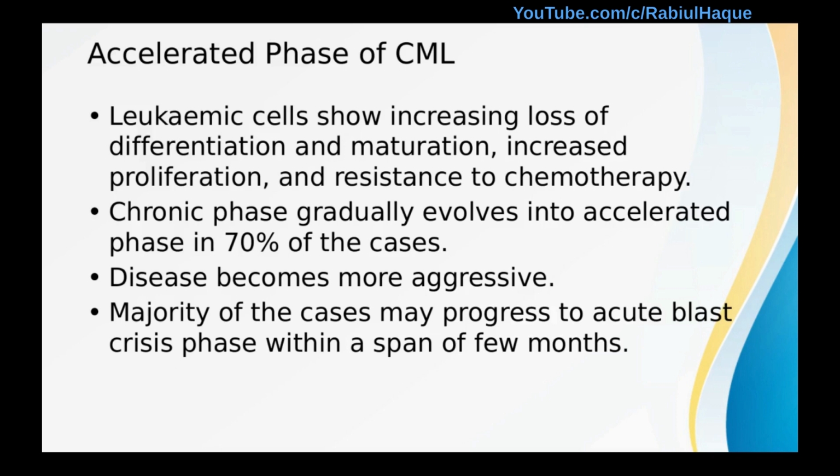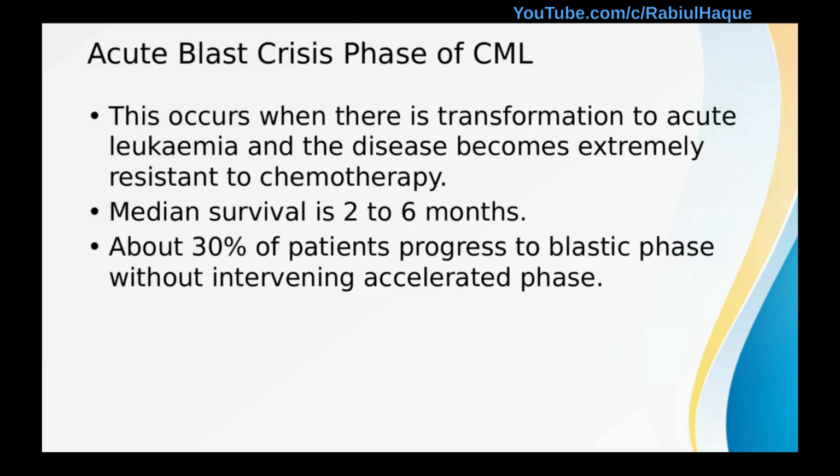Majority of the cases that are in the accelerated phase may progress to acute blast crisis phase within a span of few months. Moving on to the acute blast crisis phase, this occurs when there is transformation to acute leukemia and the disease becomes extremely resistant to chemotherapy. Median survival is 2 to 6 months. About 30% of the patients can progress to this blastic phase without intervening accelerated phase.